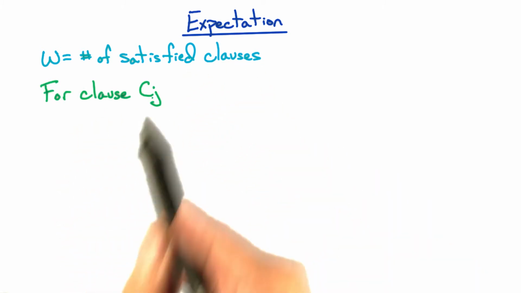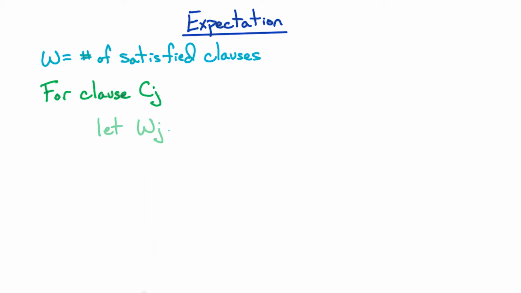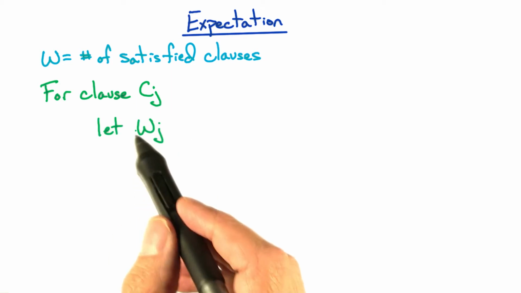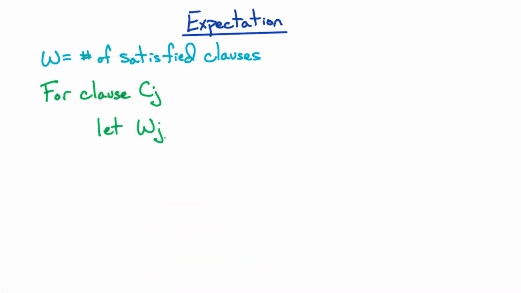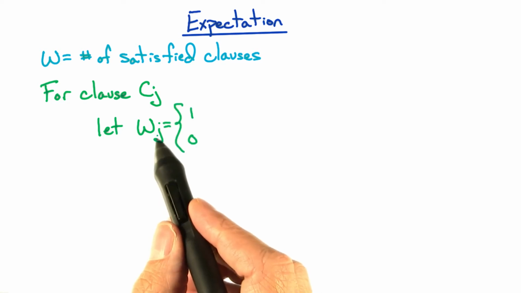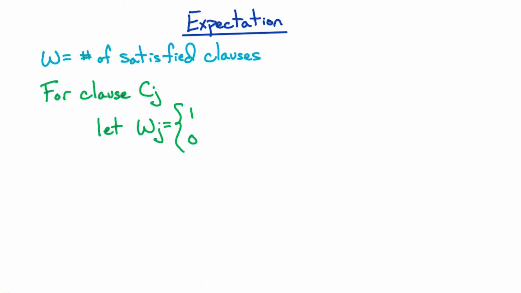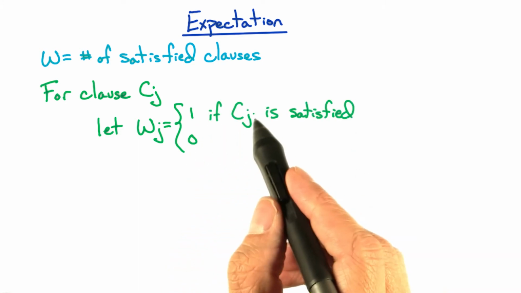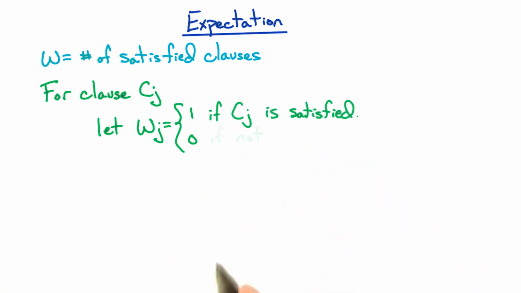So consider the jth clause, C sub j. And let's make a new random variable, W sub j. Now we're just talking about one clause, so either that clause is satisfied or not. Therefore, this new random variable is going to take either value 1 or 0. It takes value 1 if the clause Cj is satisfied, and it takes value 0 if it's not satisfied.